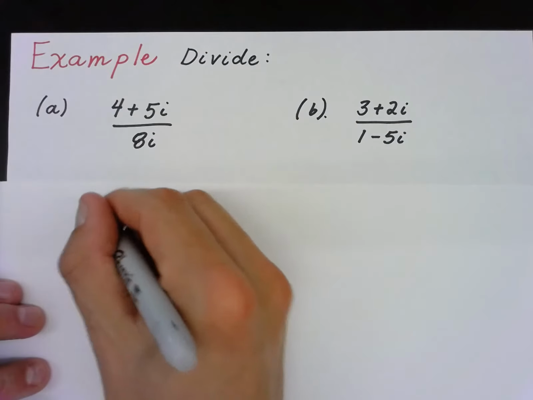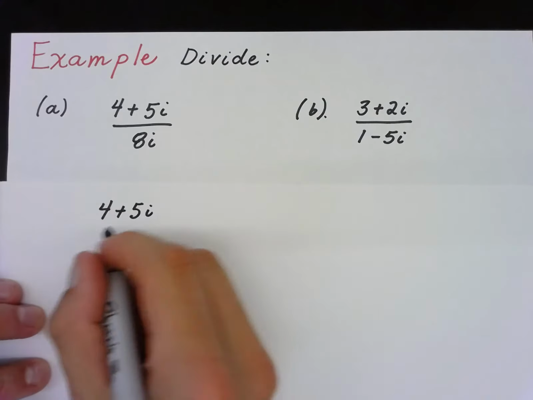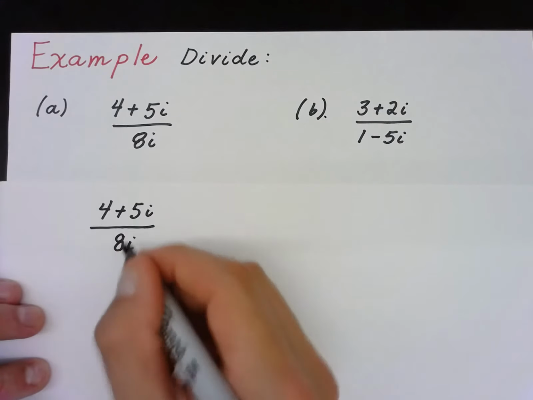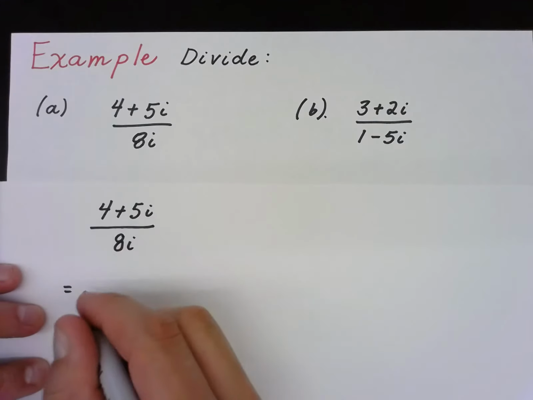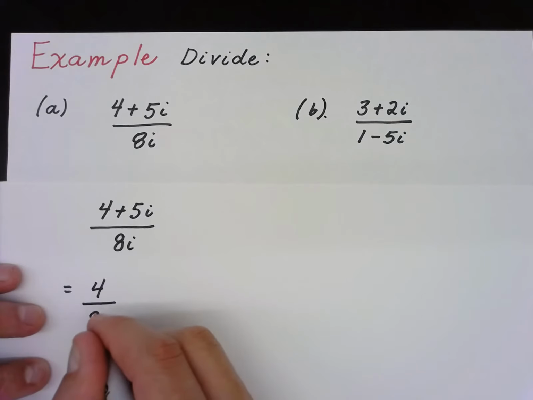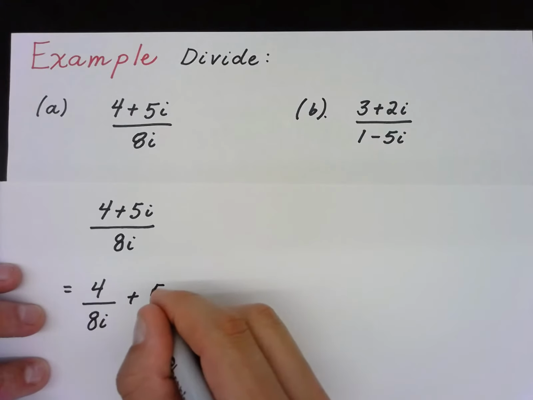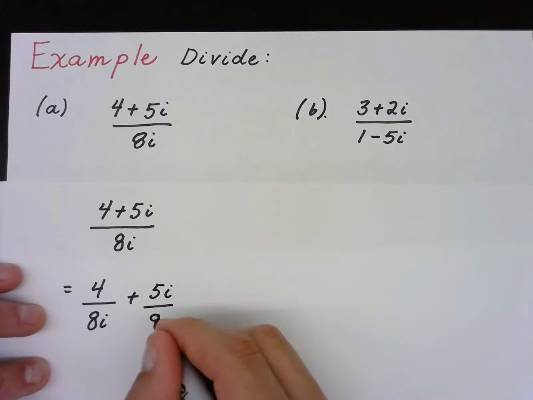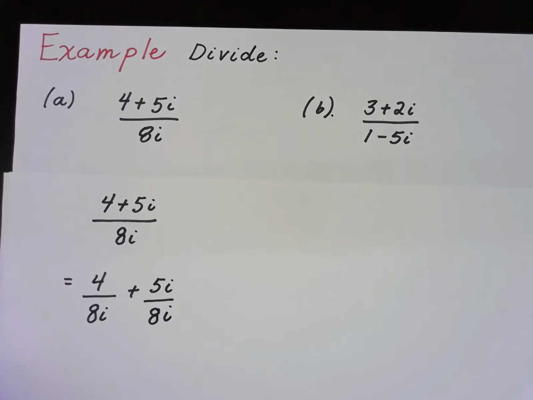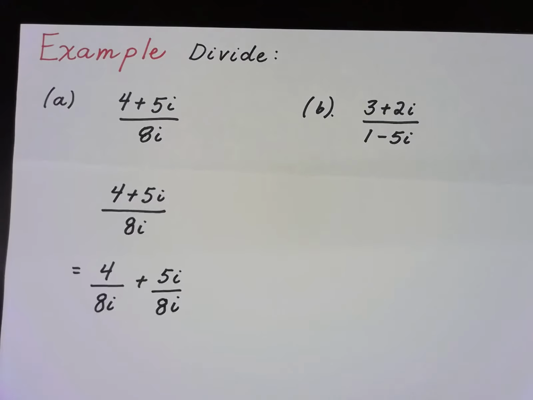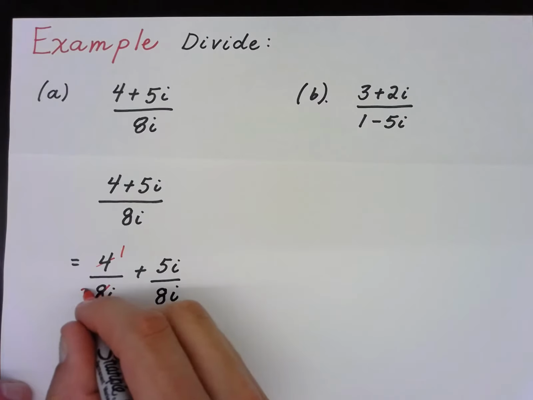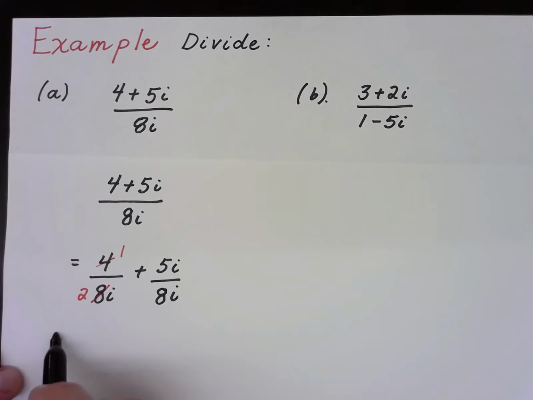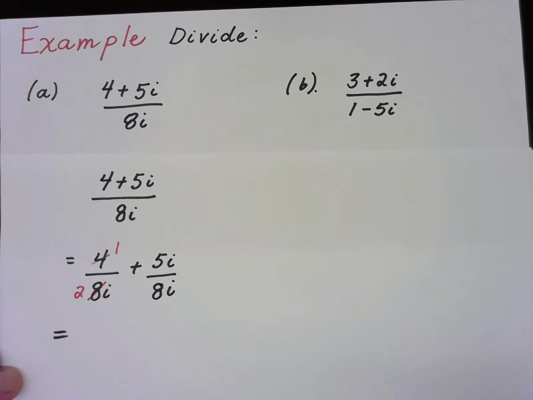So I have 4 plus 5i divided by 8i. And what I'm going to do here is apply my definition of what a fraction is. I am going to actually split this up into two pieces, two fractions, like so. And you can do this just by the definition of fractions. Okay, so I've split them up, and now comes the part where I need to simplify each. So I'm going to start on the left. I know that 4 goes into itself once, 4 goes into 8 twice. Okay, so that left part of this term becomes 1 over 2i.